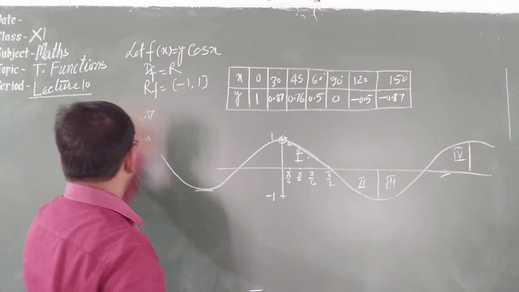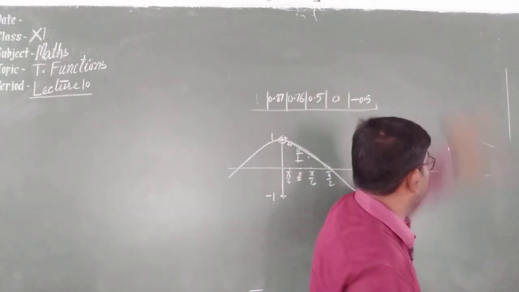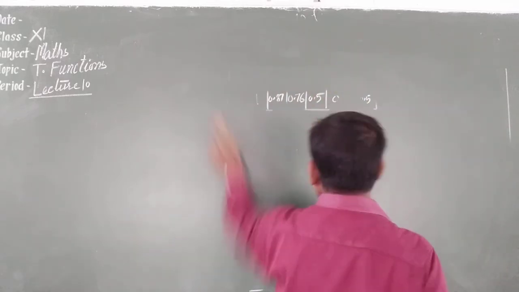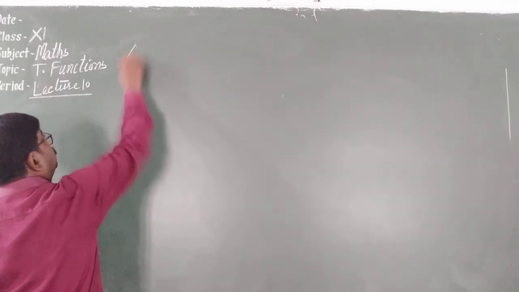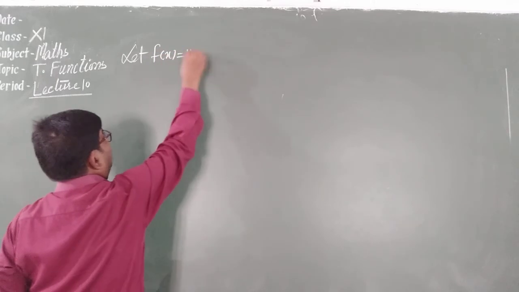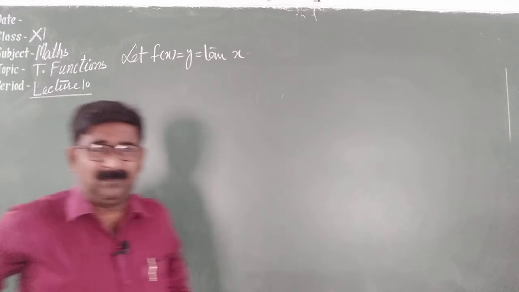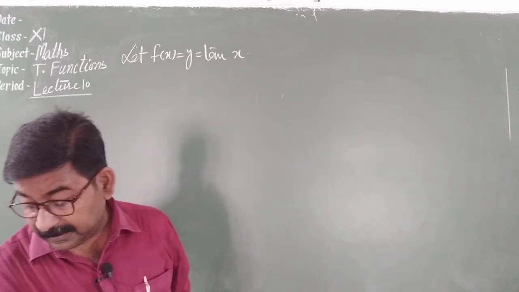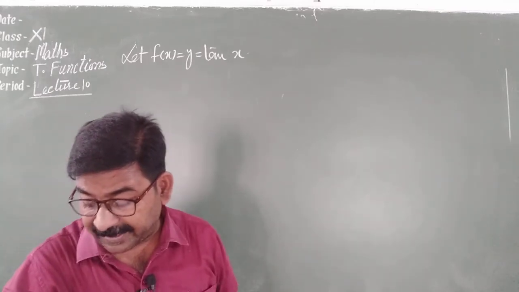For tan, as I told, for tan, suppose we have f(x) = y = tan x. These are the main functions: sine, cos and tan. So we can find tan x. What is the domain and what is the range?